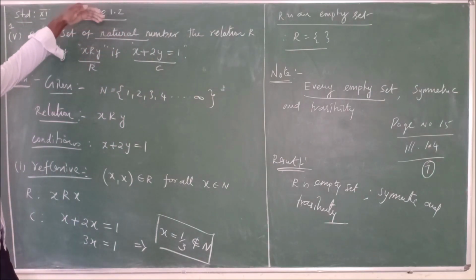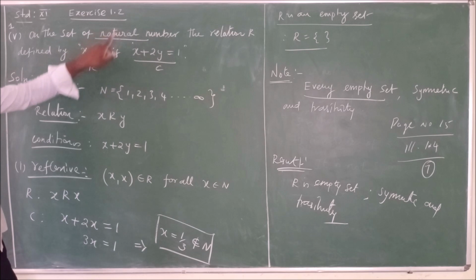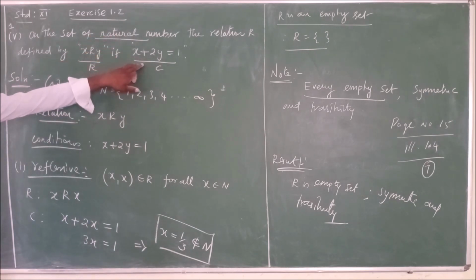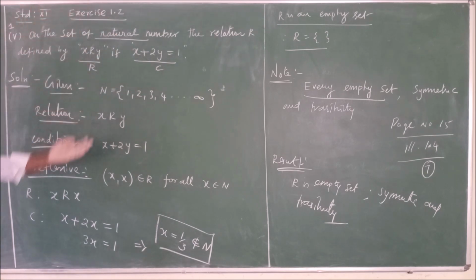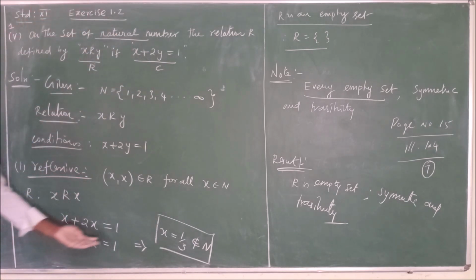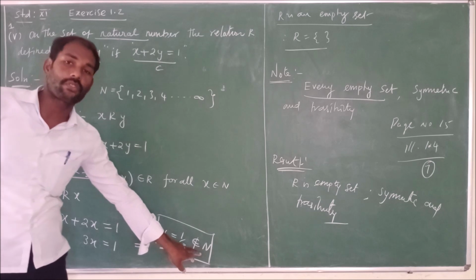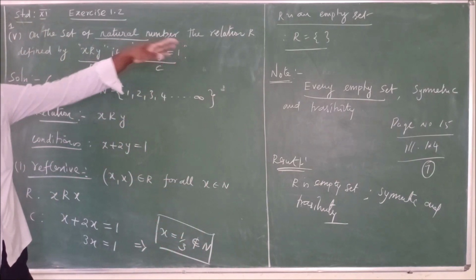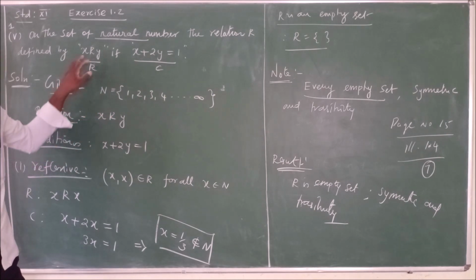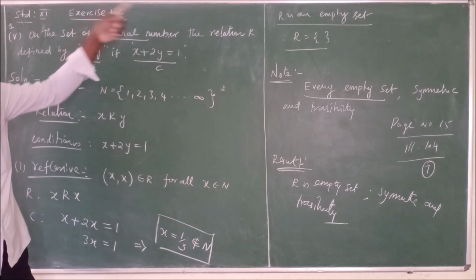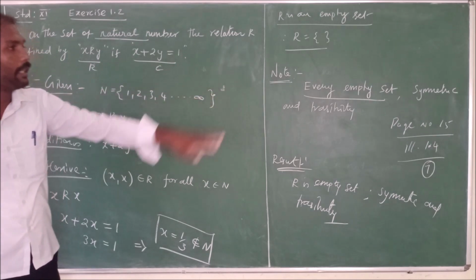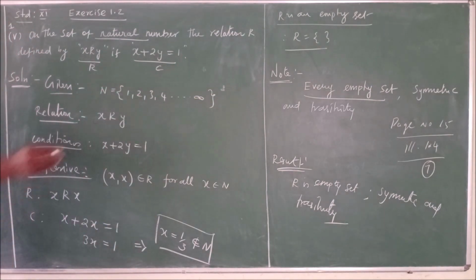It is clear that for the set of all natural numbers, we consider this relation and check whether it satisfies the condition or not. Replacing in the reflexive relation, x equals 1 by 3 does not belong to N. 1 by 3 is not a natural number. So the given relation R is an empty relation. Every empty relation satisfies symmetry and transitivity.